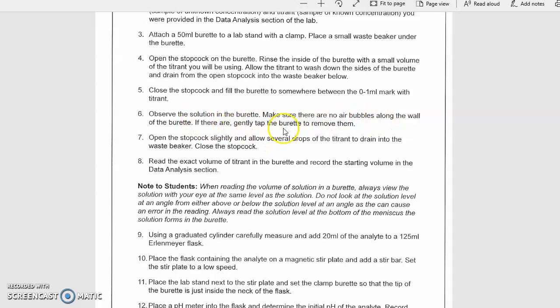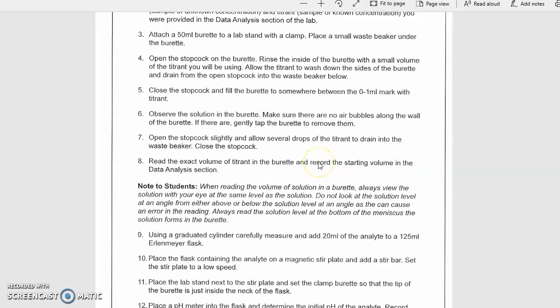You do tap them gently, that you would have tapped them gently. And then allow several drops of this to drain into a waste beaker and close it off. Okay? And then what you're doing is you're reading that exact volume of the titrant in your burette and recording that as a starting volume.